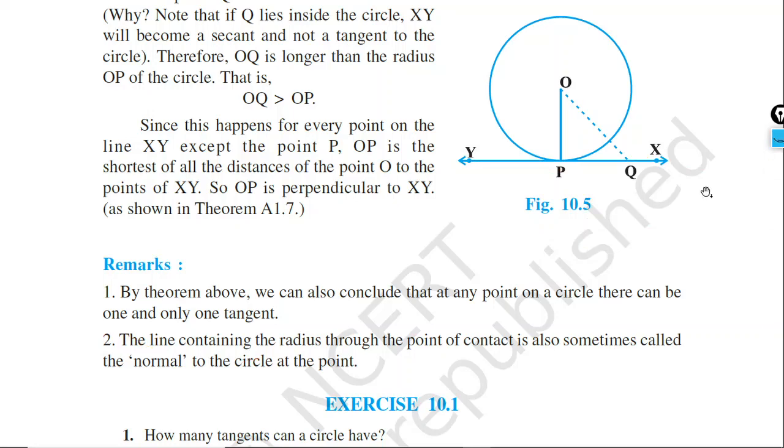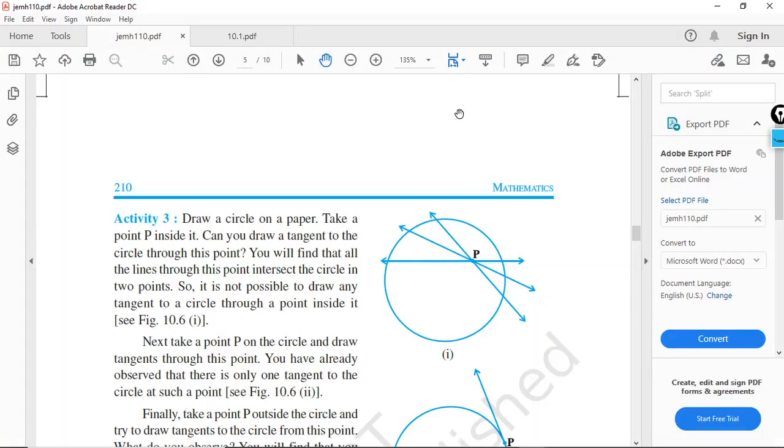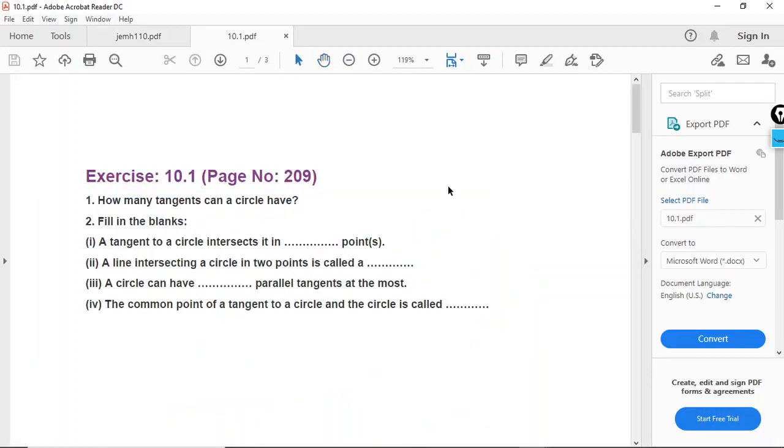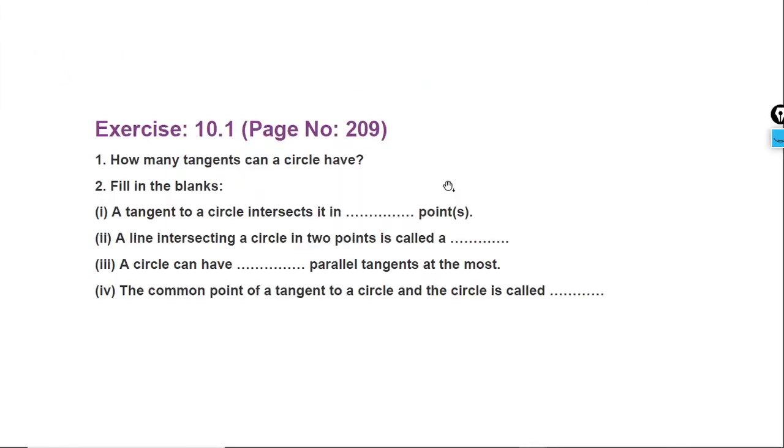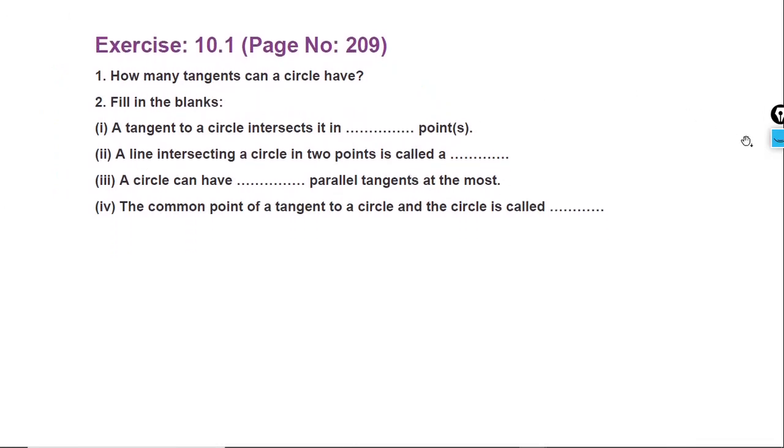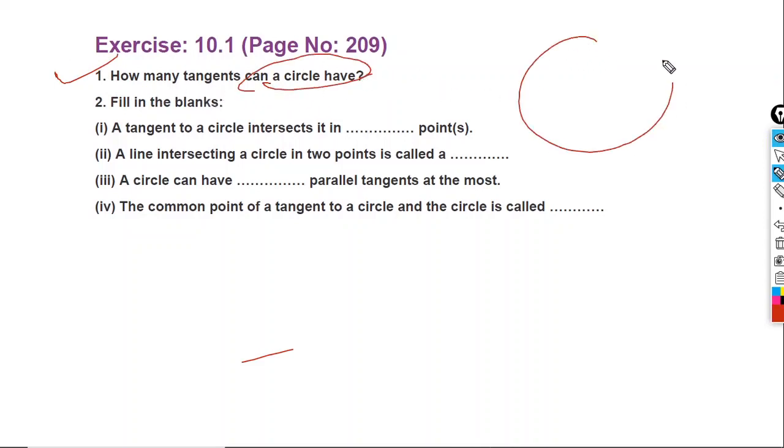Now we will move to exercise 10.1. Here it is. Now we move to question number 1. How many tangents can a circle have? You know that a circle has an infinite number of tangents.